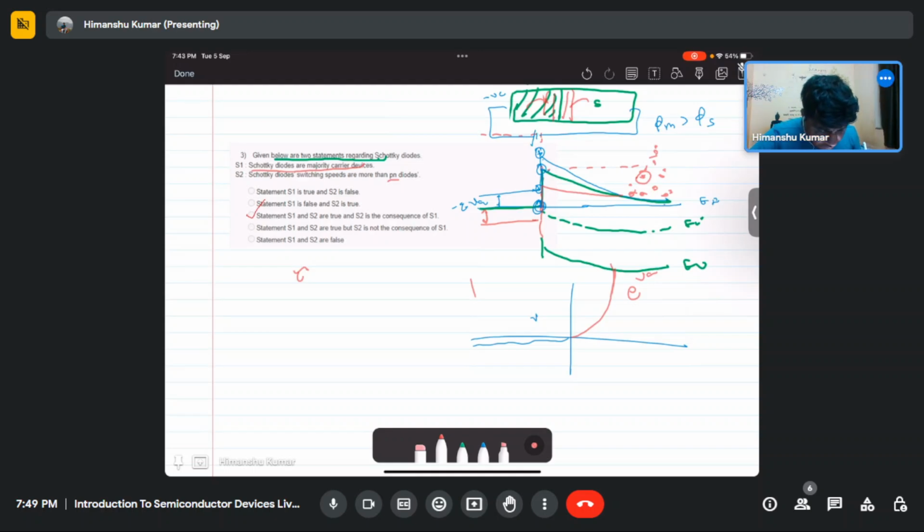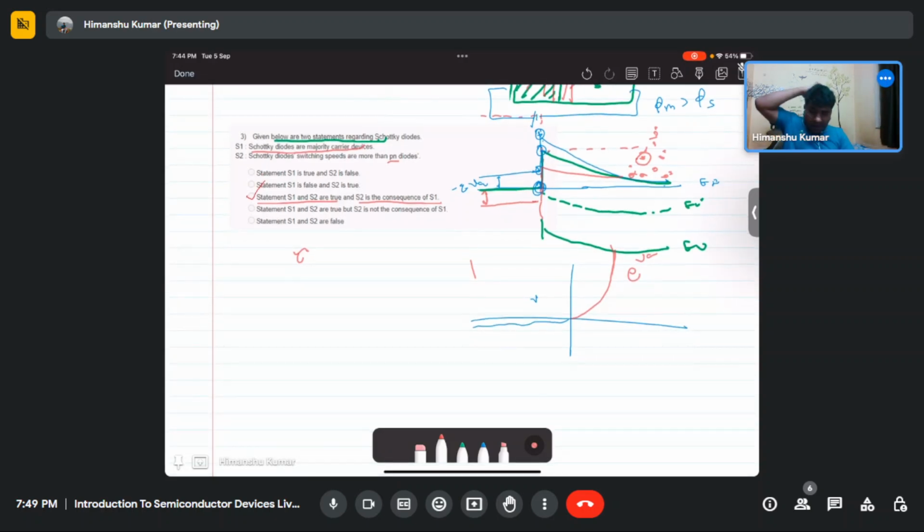Because these devices are majority carrier devices, Schottky diode switching speeds are more compared to PN diode. That is the correct statement, and that is the explanation of the first statement also. So statement 1 and statement 2 are correct, and S2 is the consequence of S1. This is the main reason why the Schottky junction has high switching speed.